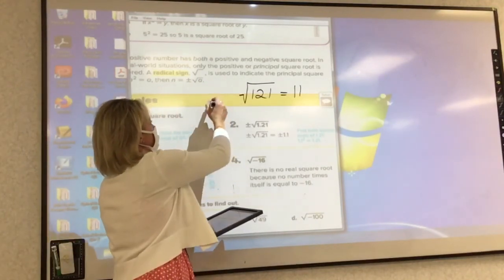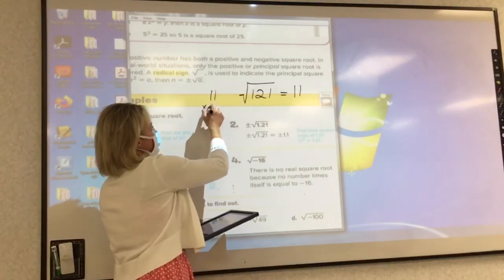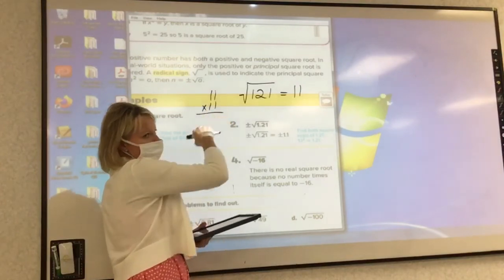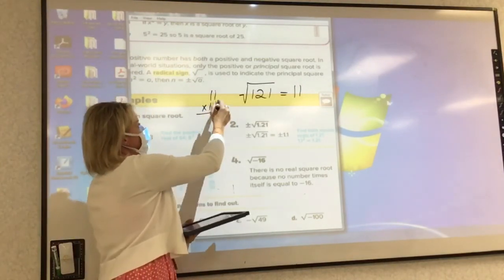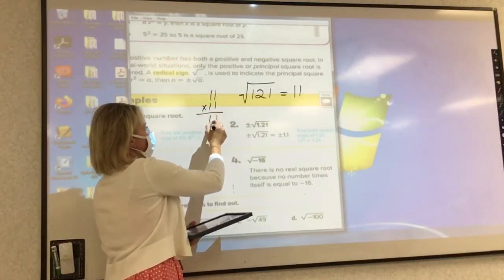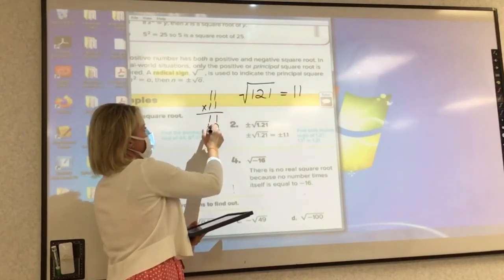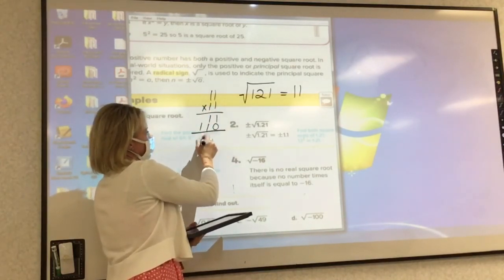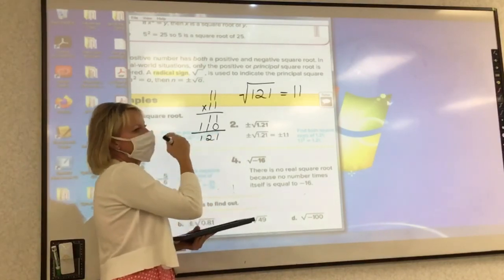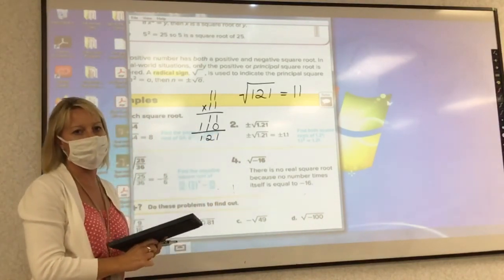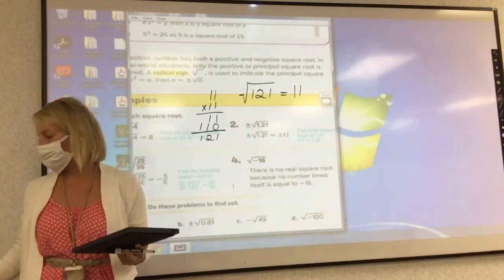So if I come over here and I do 11 times 11, and you're doing all of this work, you're even showing 11 times 11. 1 times 1 is 1, 1 times 1 is 1, add a 0, 1 times 1 is 1, 1 times 1 is 1, and I get 121. There's a reason why I'm having you put this in here. I know you know how to multiply.